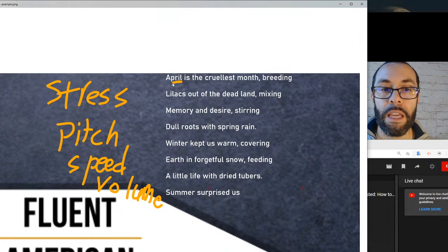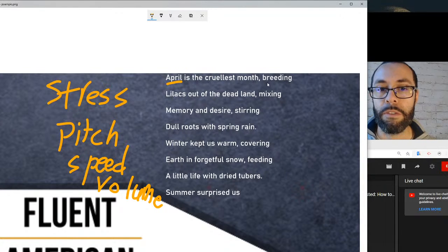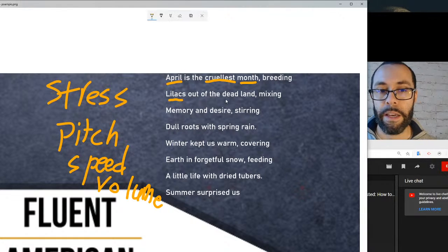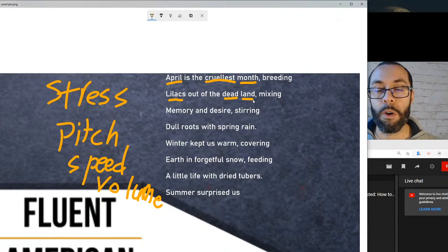For instance, April, I probably put some stress there, is the cruelest month. Cruelest is a very strong adjective, so I would suggest giving that a little bit of stress, and also for month. April is the cruelest month, breeding lilacs out of the dead land. Notice again, this is a poem, and poems are often repeating structures. They're trying to have lots of patterns. So notice that we have April, heavy stress, cruelest month. Lilacs, heavy stress, dead land.